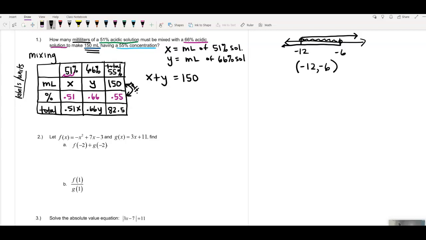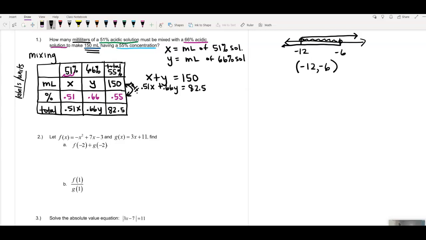All right, and so then this last row is going to make my next equation, right? So when I have two variables, I need to have two equations to be able to solve this. So my other equation is going to be 0.51x plus 0.66y equals 82.5. Okay. And now I've got my two equations, and now I can solve this, right?